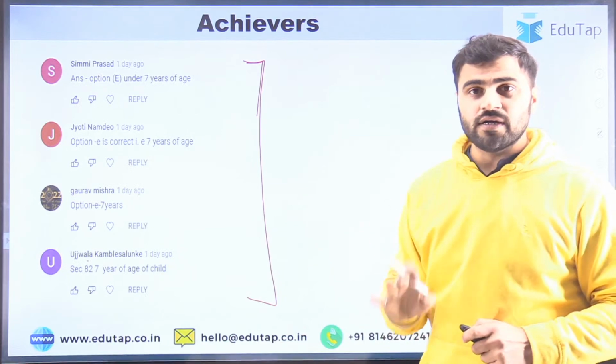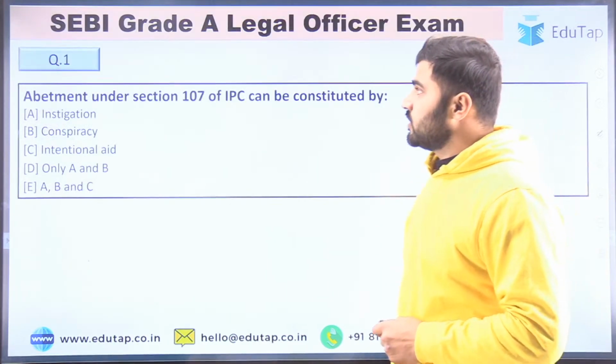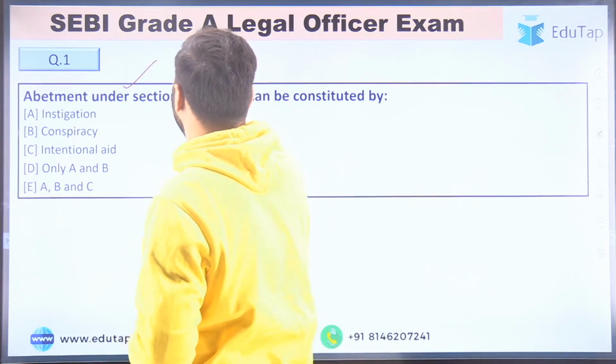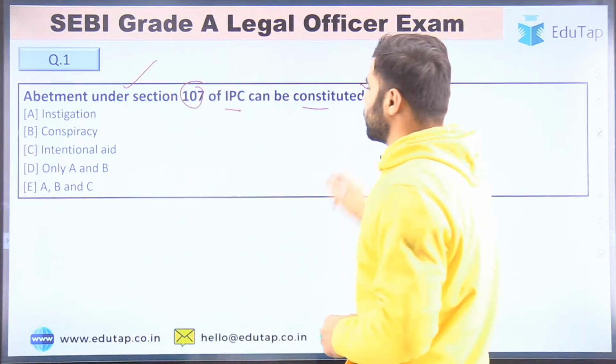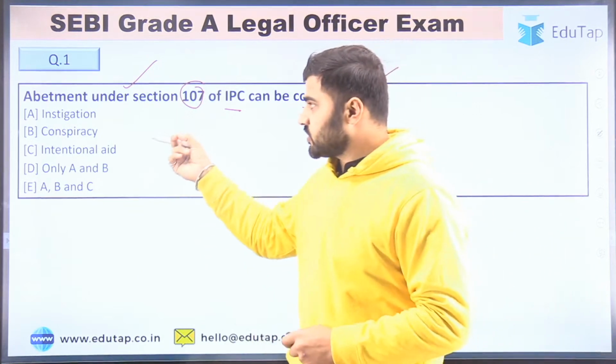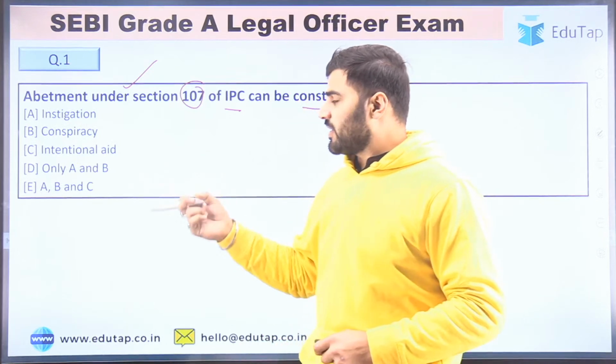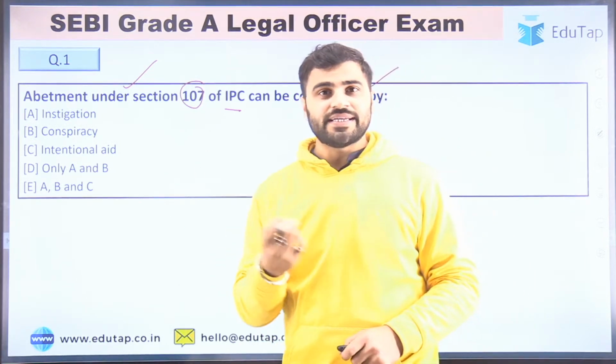Now let's move to the important content. Question number one: abetment under Section 107 of the Indian Penal Code can be constituted by, your options are: A, instigation; B, conspiracy; C, intentional aid; D, only A and B; or E, A, B and C, that is, all of the above.